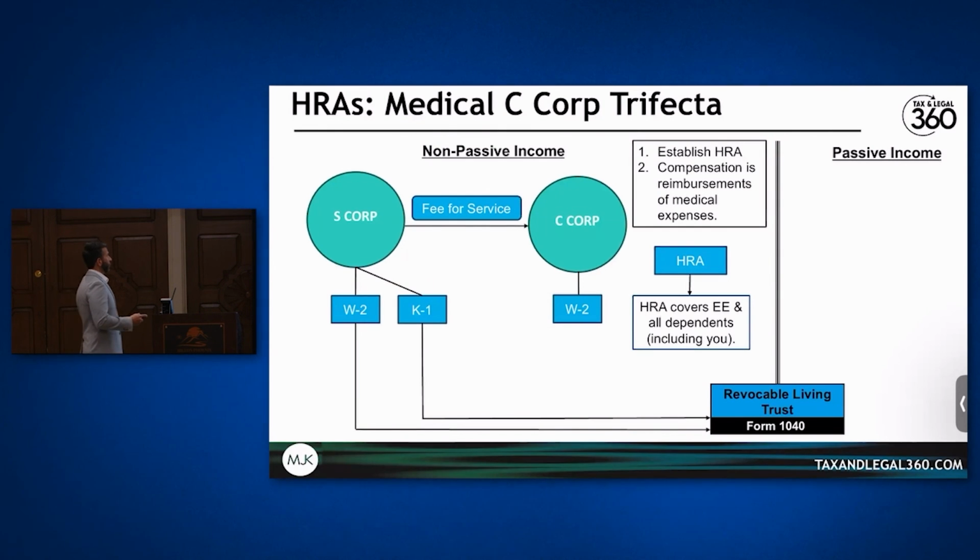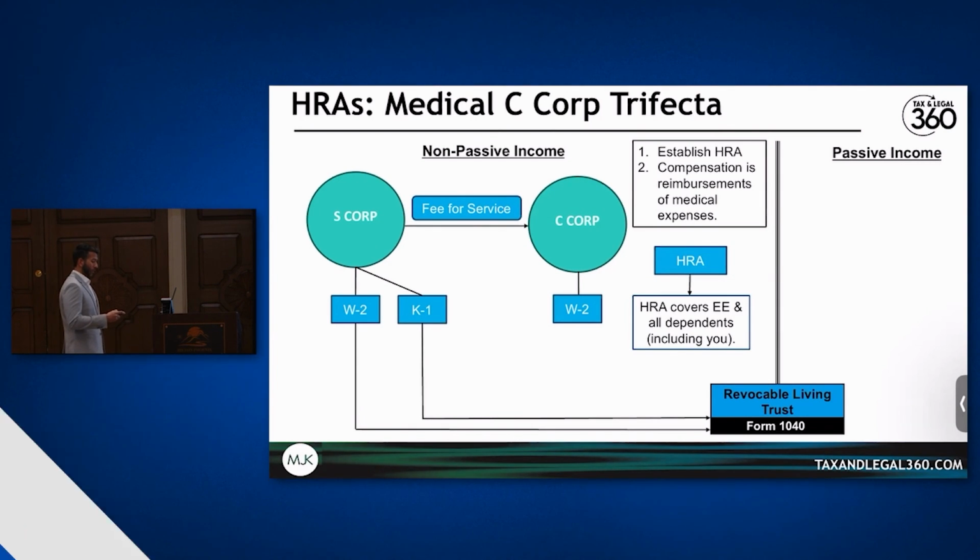Here's another confusing trifecta. No, it's not that bad. So I just wanted to show this to you visually, right? Everyone learns a little bit differently. I've been talking to you for 40 minutes now. This is a visualization of the C Corp strategy. You've got your S Corp here. It's paying for a service that's being provided by your C Corp, and your C Corporation has a W-2 employee, and that W-2 employee's compensation is the reimbursement of medical expenses.